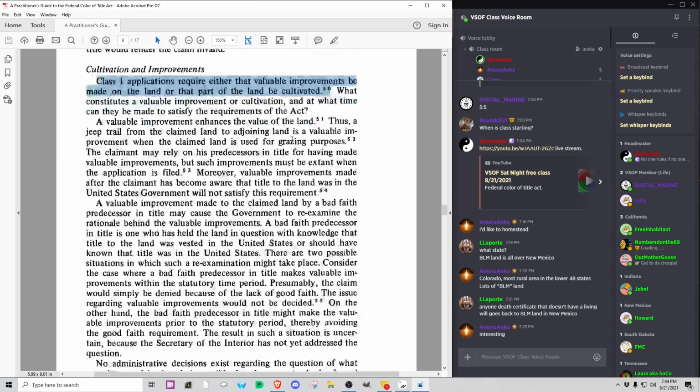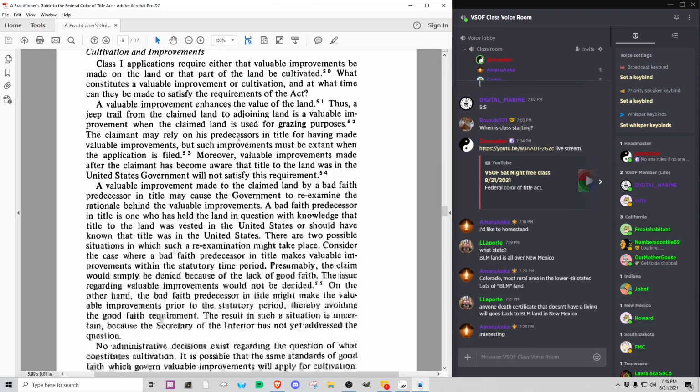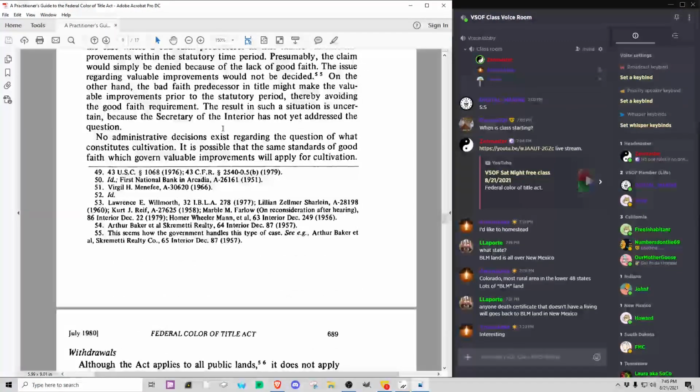But anyway, what constitutes a valuable improvement or cultivation, and at what time can they be made to satisfy the requirements of the Act? Well, whatever. Not even going to bother to get into that. Skip it.